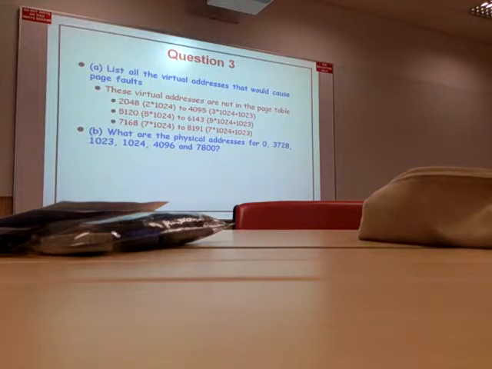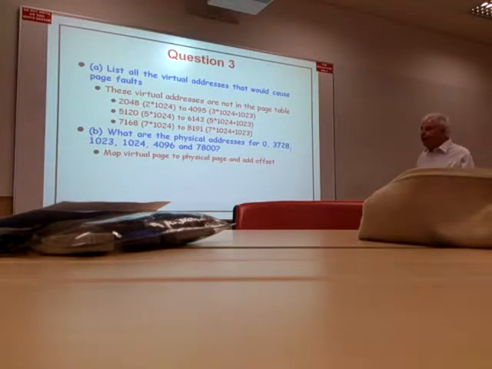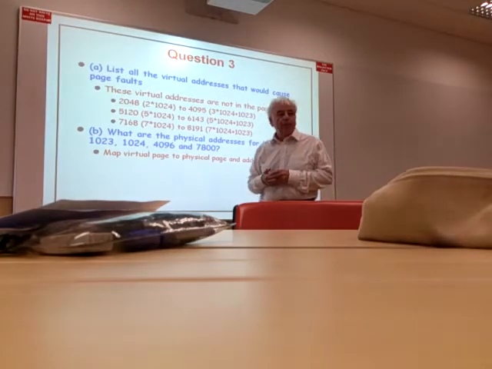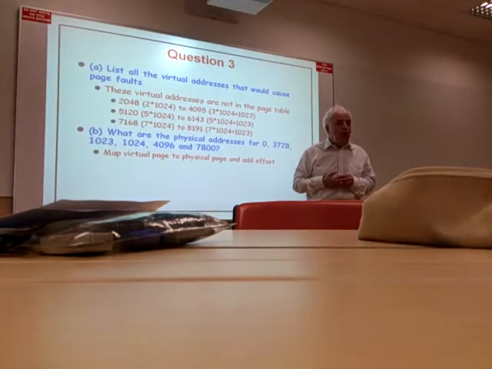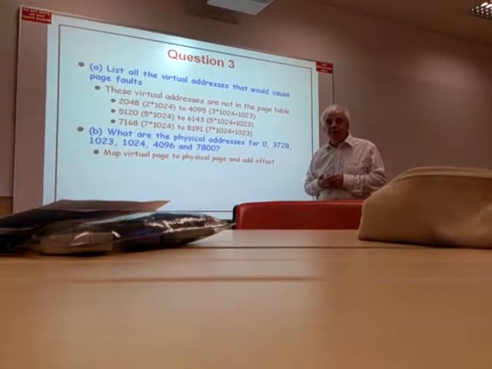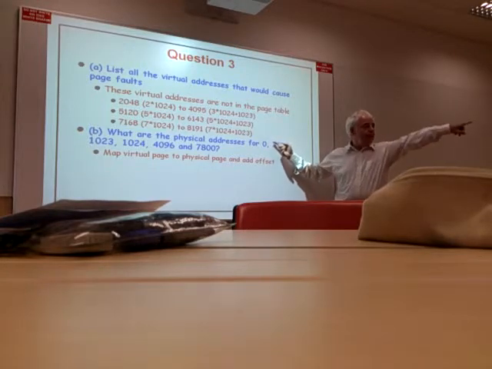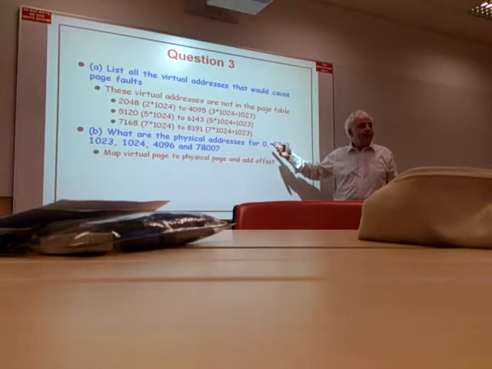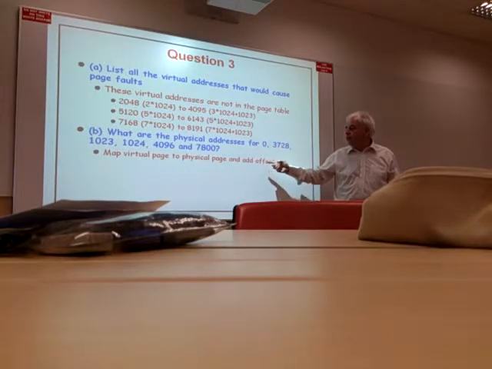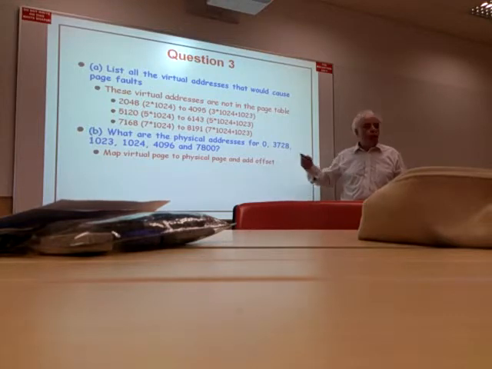Okay, so the way we do this is that first of all we have to work out what the virtual page number is. Then we map the virtual page to the physical page according to the page table, and then we add any offset. So what is the physical address for 0? If you look at the table on the other screen, you see that 0 is mapped to page 3. So what will be the physical address for 0?